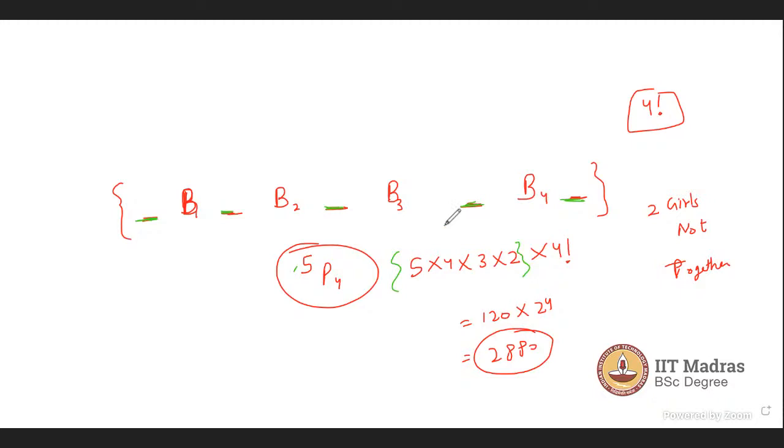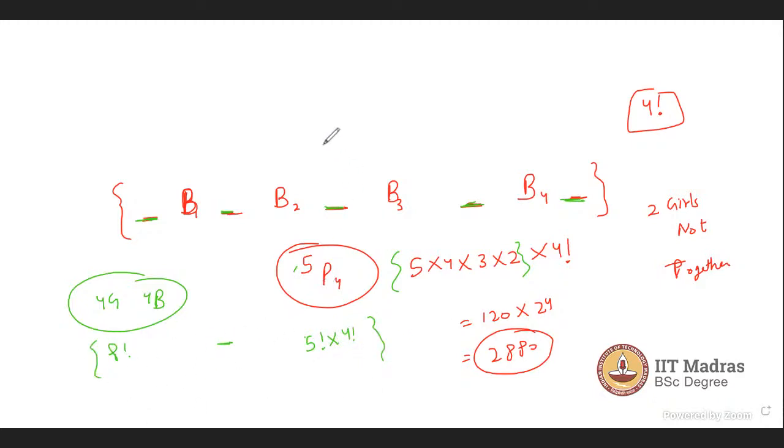Is it clear? Yes, sir. Sir, a question: if all girls should not be together, what will we do? In that case, you can just find the total ways to arrange all the 8 people, 8 factorial, and find the number of ways in which you can arrange all the girls together. That will be 5 factorial times 4 factorial, and then subtract it. You will get all girls not together.